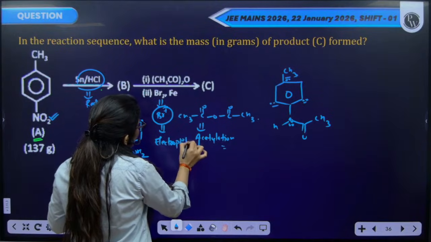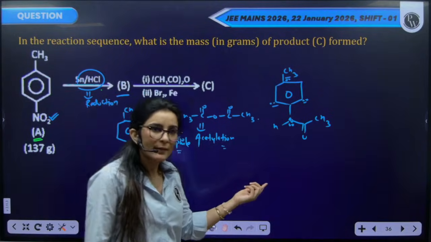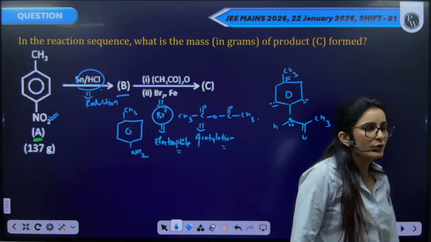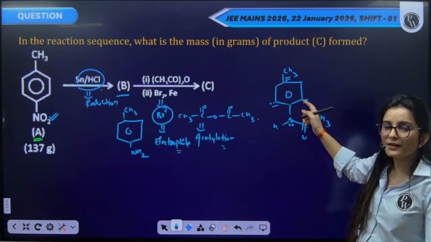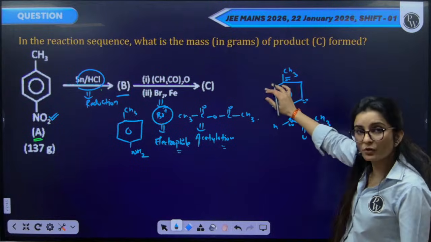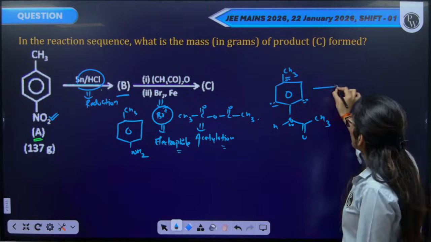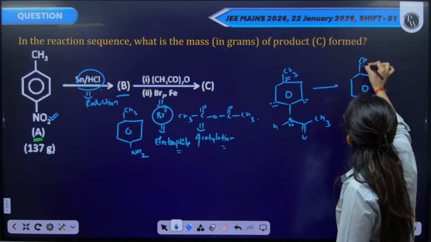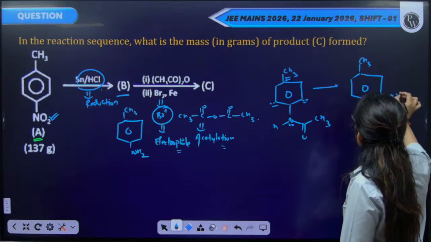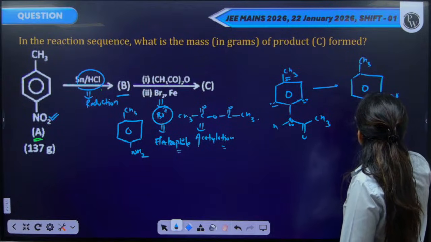Now this electrophile will be substituted onto the benzene ring, and as I already told you, it can be substituted at the para position or at the ortho position. The para position is already blocked, so where will it go? It will go to the ortho position. How is it going to look? Here CH3, here you can put the Br, and here NHCOCH3.